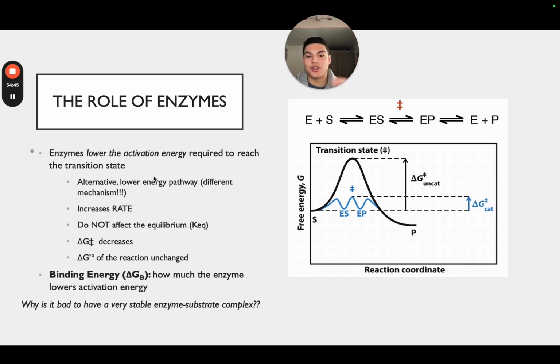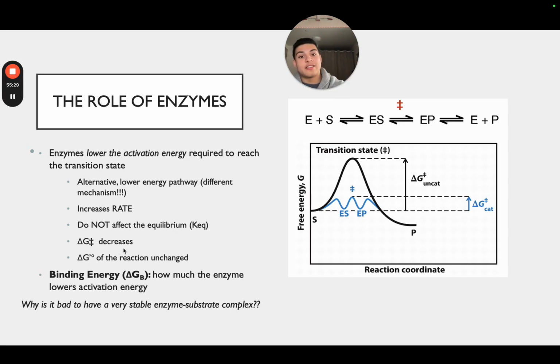And this is like an alternative pathway. So this can still occur on its own, just at a much less probable likelihood. Whereas this one will probably occur more frequently just because of that lower activation energy. Again, this increases the rate. It does not affect the equilibrium constant. Again, the free energy at the substrate and the free energy at the products remain the same.